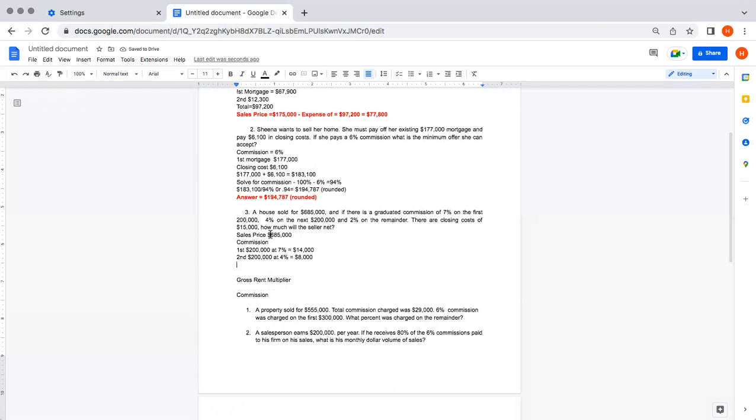And then we got the third tier, or the remainder, right? And we're going to put the remainder, how much is left? 285,000. And we're going to say at what, 2%? And that equals, let's do the math here. What's 2% of 285,000? 285,000 times 2% is 5,700.